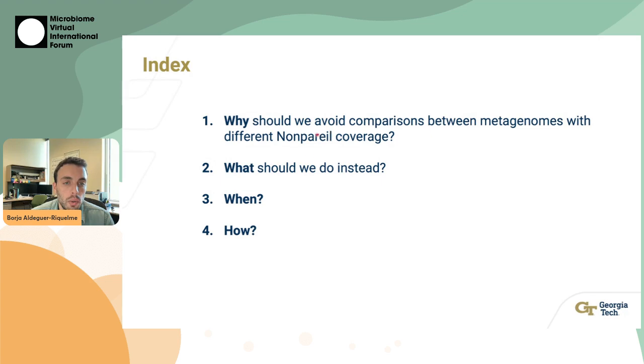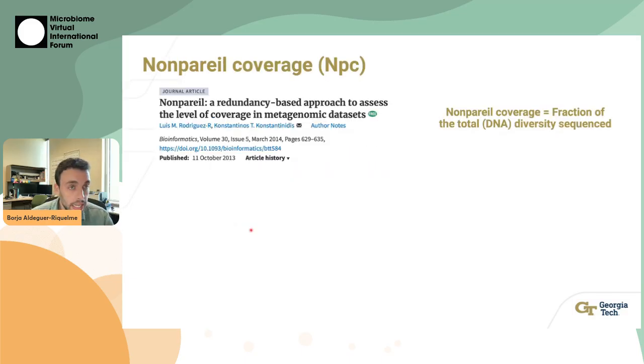Along this presentation, I will try to answer these 4 questions. First of all, why should we avoid comparisons between metagenomes with different Nonpareil coverage? What should we do instead? In which situations should we worry about differences in Nonpareil coverage, and what is the best normalization approach depending on our aims?